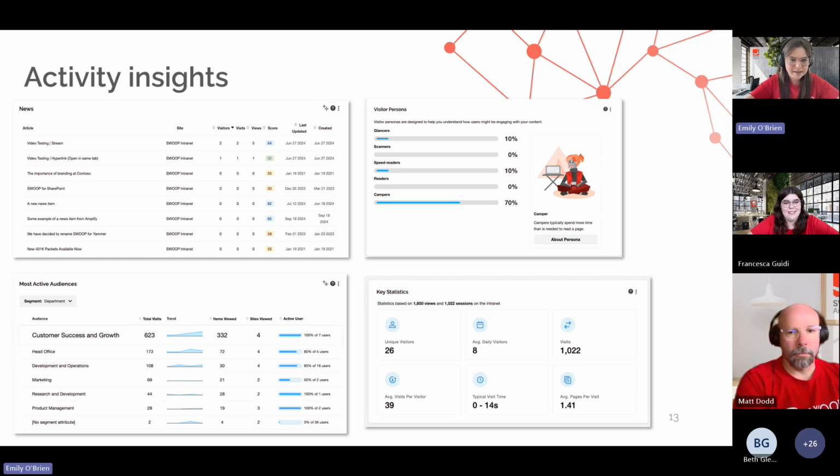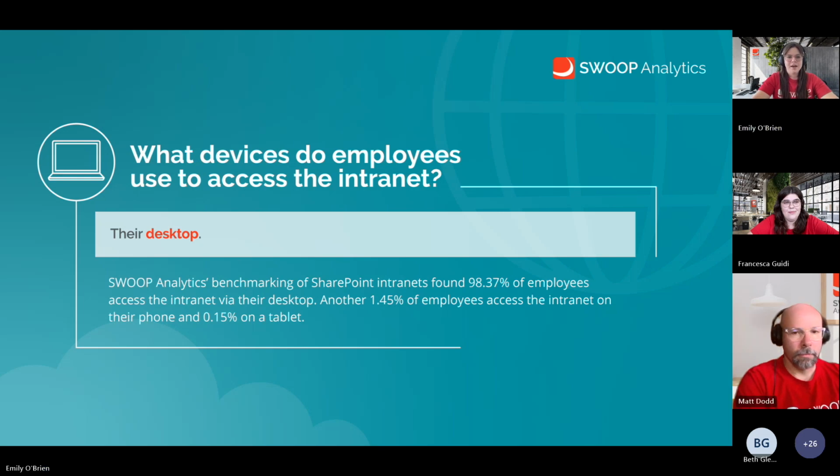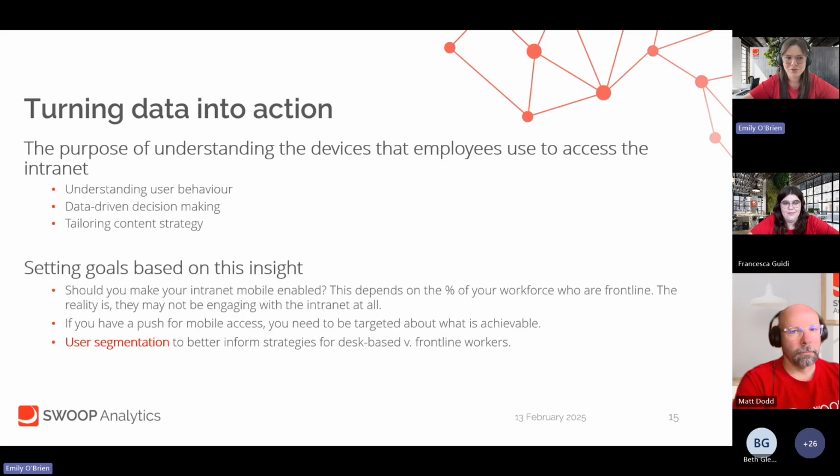Let me see. Let's have a look at another insight. In terms of devices. Now, for this particular insight, we're not going to say the goal that you should be setting because our benchmarking study says that everyone is using the internet on their desktop. We're not necessarily going to say, well, ignore mobile or anything like that. But when it comes to turning this type of insight into action and being able to refer to what that currently looks like for your intranet, which of course you can also do in SWOOP for SharePoint if you haven't had a chance to look at that yet.